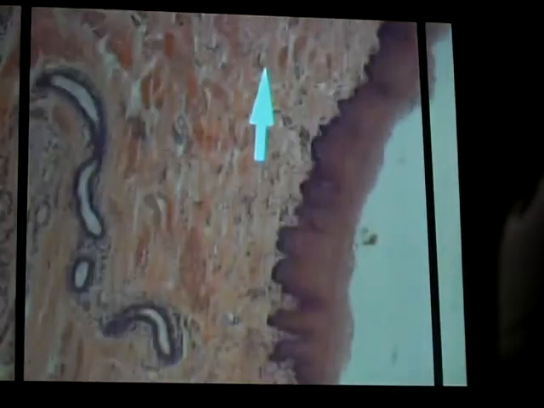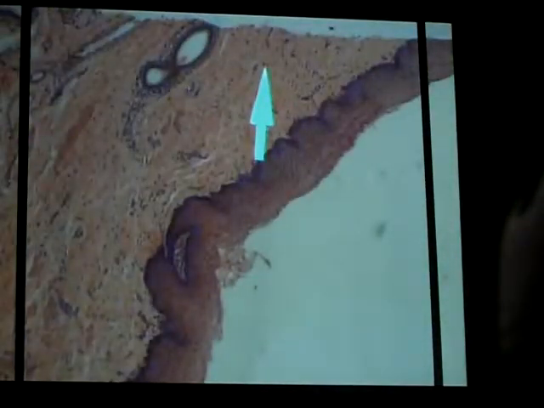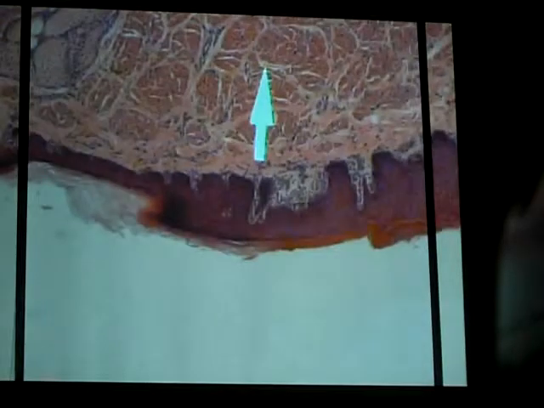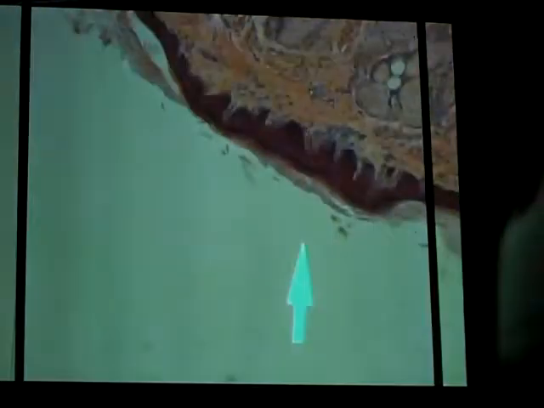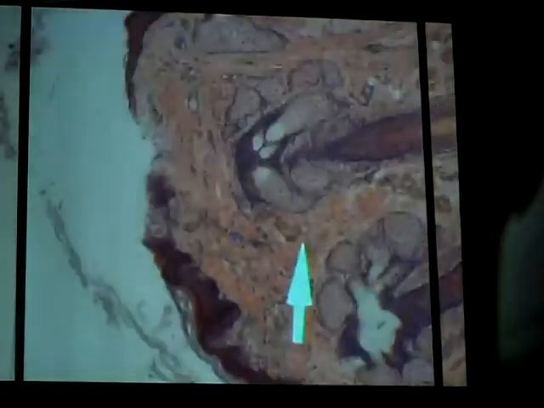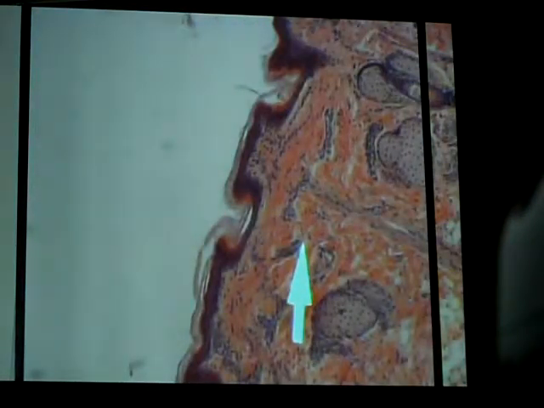Alright, so we have our stratified squamous epithelium, non-keratinized, so this would be the inner part of the lip. And as we move around, the epithelium becomes parakeratinized. Remember that's when you have your layer of keratin, but the cells still have their nuclei. And then you have this side that's your stratified squamous keratinized epithelium.